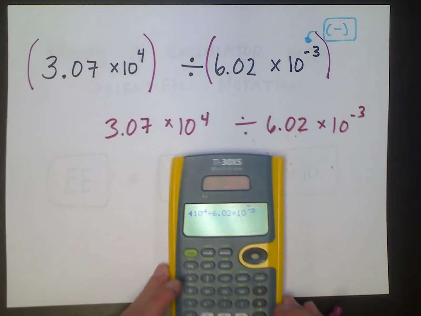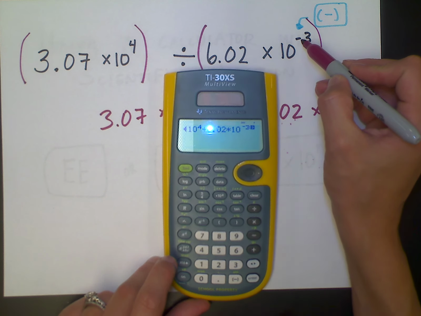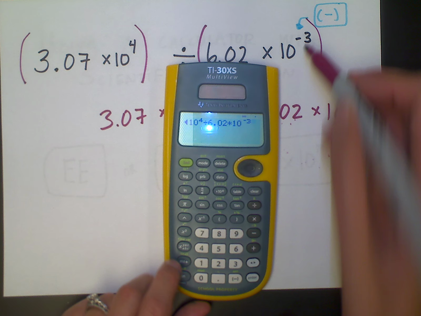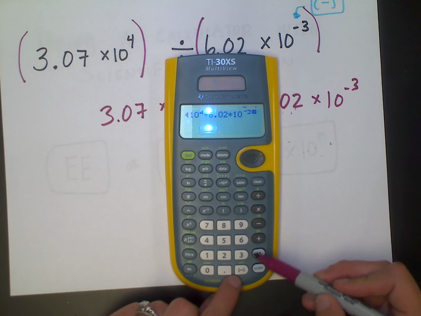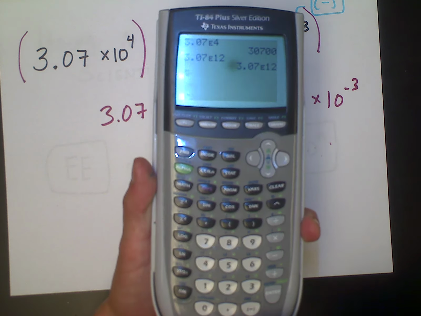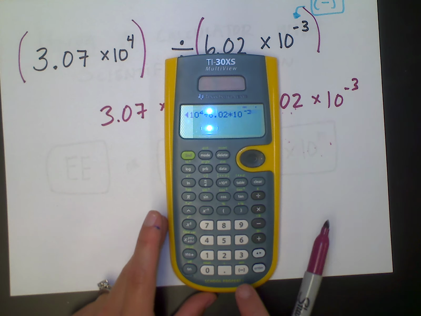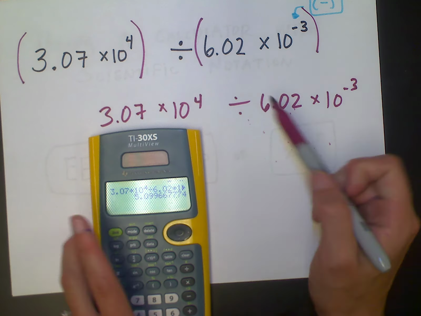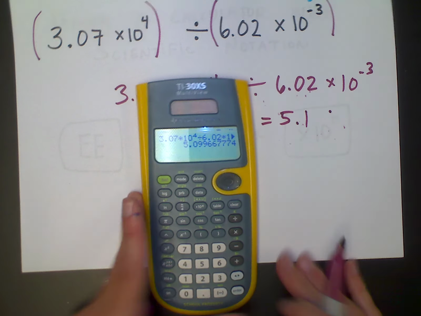Oh, that brings up another good point. The negative is usually a different button than the minus. So here's negative down here, here's minus. If you use minus, you're going to get a syntax error almost always. It's the same on the TI family, all of those. You want to use a separate negative key. When I did this, I get 5 point, I'm going to round it to 1. I guess that's it, 5.099, blah, blah, blah.